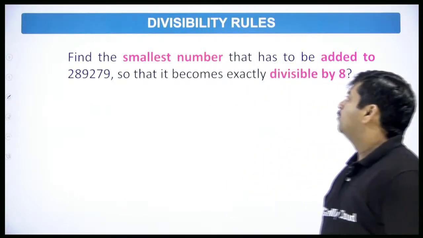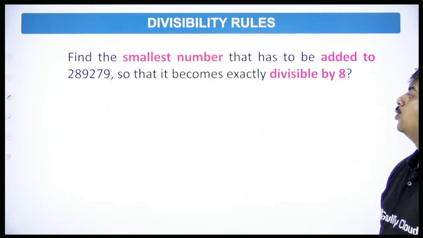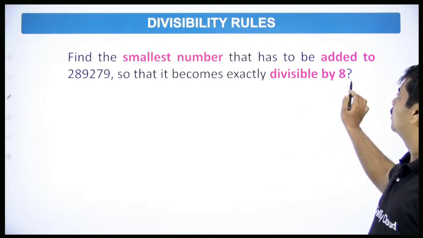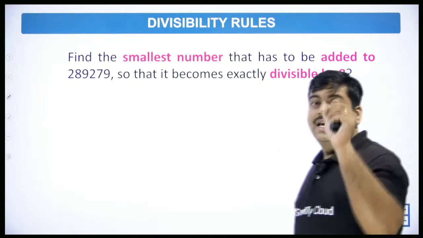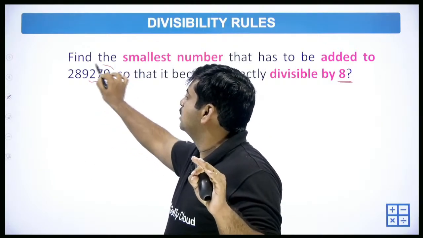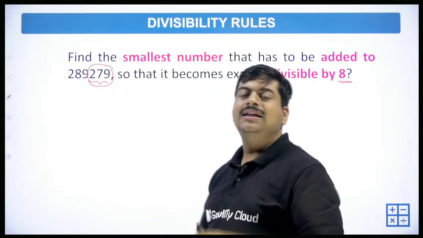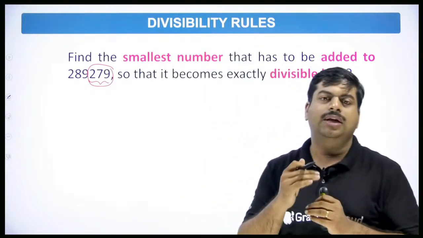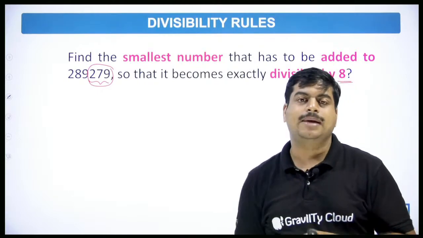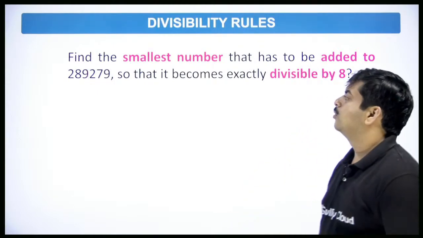Find the smallest number that has to be added to 289279 so that it becomes exactly divisible by 8. For 8, no need to check the entire number, just check the last 3 digits and see the nearest number to that so that the complete number is a multiple of 8 or it is divisible by 8. Okay, so that is one question you can go for.